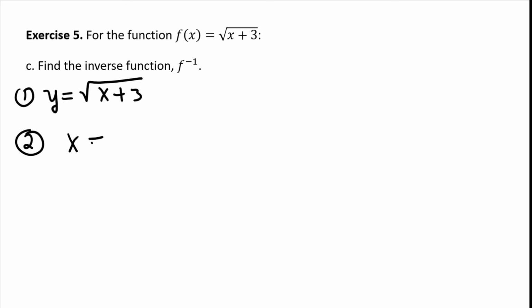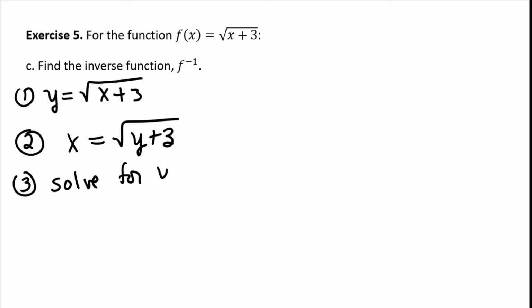So we've got x equals the square root of y plus 3. Yep. Now we're going to solve for the y. So to begin this, let's see, we will square both sides. So x squared is equal to y plus 3. And then we've got to solve for the y.